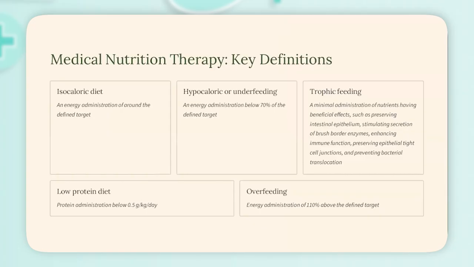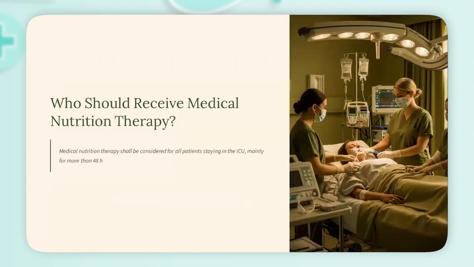Okay, we talked about what is medical nutrition therapy. The isocaloric diet is 1 meal in 1 calorie. Hypocaloric is when we are giving 70% of the defined target. Trophic feeding is very minimal, just to maintain the intestinal villi and mucosal function. And when we are giving a feeding calorie requirement more than 110% of the target, we call it overfeeding.